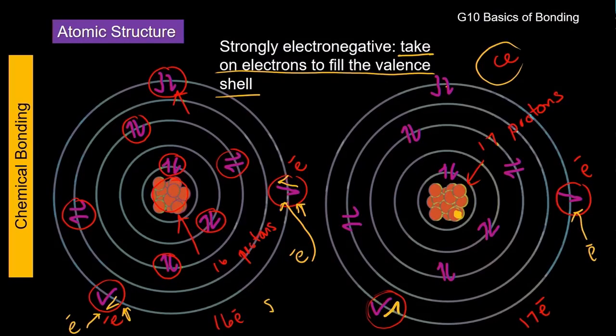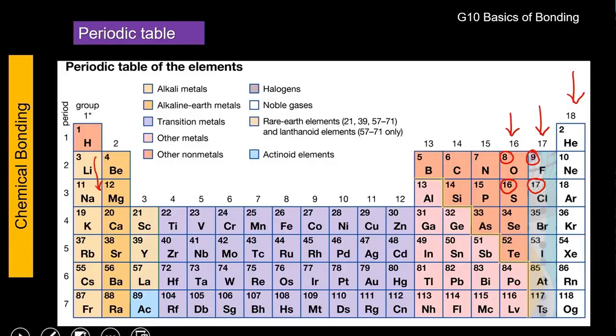So the same with sulfur. If we look here, it's got 1, 2, 3, 4 electrons in its valence shell. It would rather take on 2 than give 4 away. So if we look at our periodic table again, we see that in this group, so we've got group 17, we've got group 16, and the same applies for group 15, that these atoms of these pure elements would rather take on the electrons.